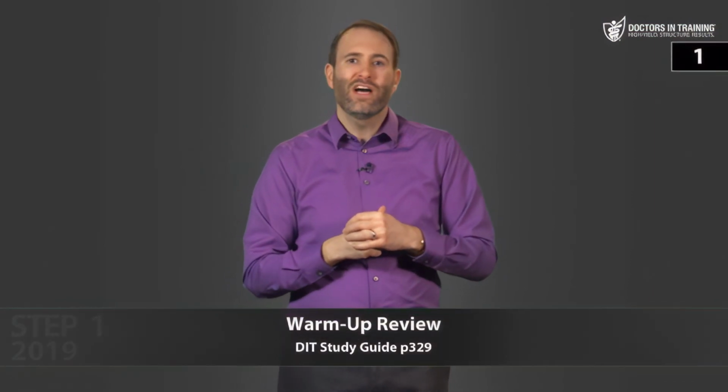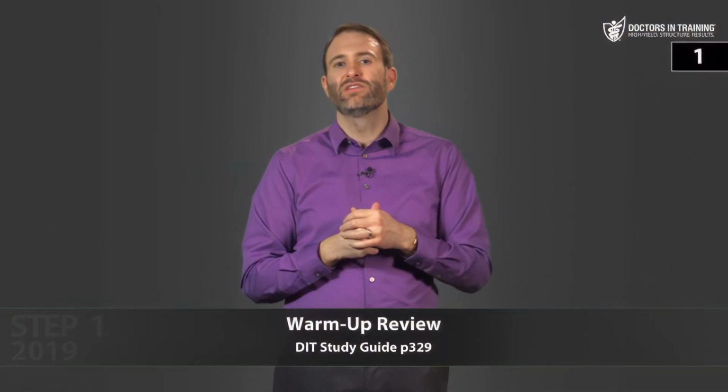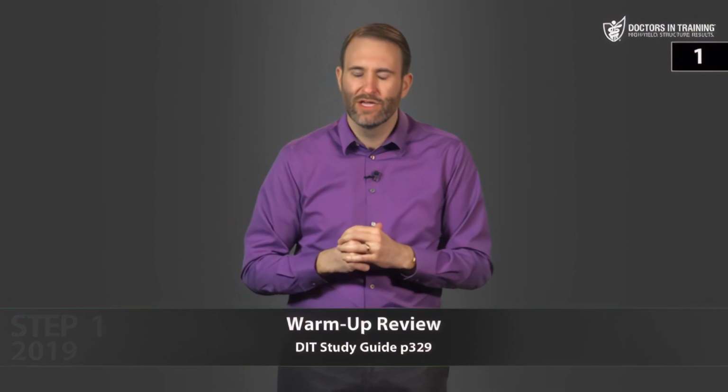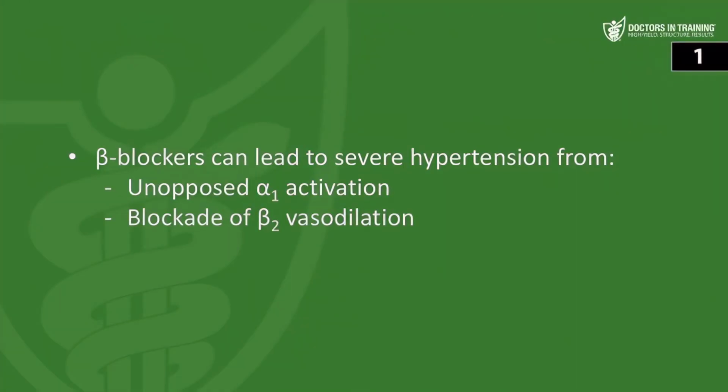It's time for another warm-up. Let's get going. First question here, why should beta blockers never be used in cases of suspected cocaine intoxication? Well, beta blockers can actually lead to severe hypertension in patients who are using cocaine because of unopposed alpha-1 activation and blockade of that beta-2 vasodilation.